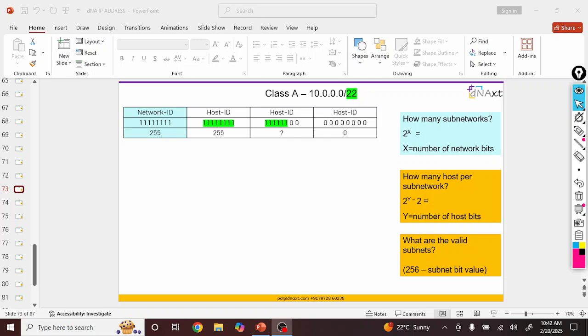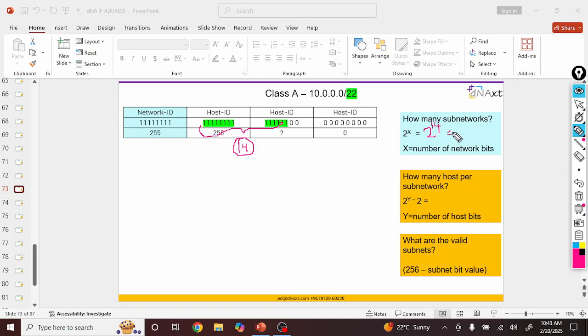So slash 22 means 22 bits are assigned to your network, out of which 8 bits are the major network bits. So the remaining bits that are highlighted with the green are 8 plus 9, 10, 11, 12, 13, 14. So total 14 bits are your sub-network bits, the bits that are borrowed from the host into the network. So how many sub-networks you will get? You will get 2 to the power 14 subnetworks.